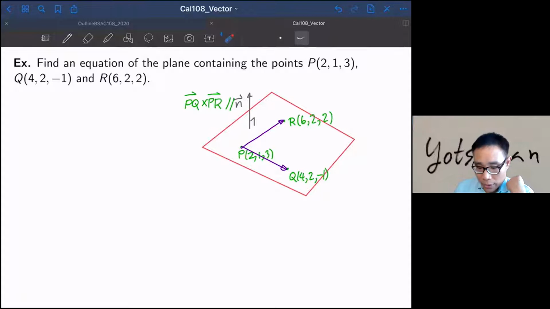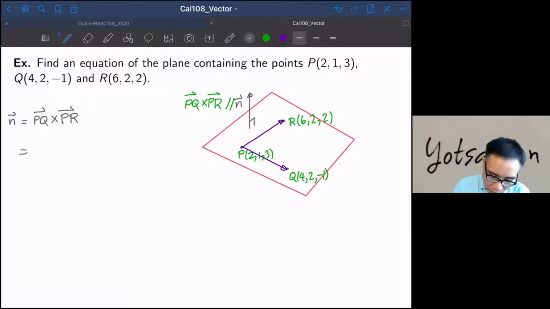So in order to have the vector that is perpendicular to both PQ and PR, it turns out to be the vector PQ cross PR. So we will find PQ cross PR. So you have N equal to PQ cross PR, and we will use i, j, k and PQ. Okay, so you need PQ and PR.